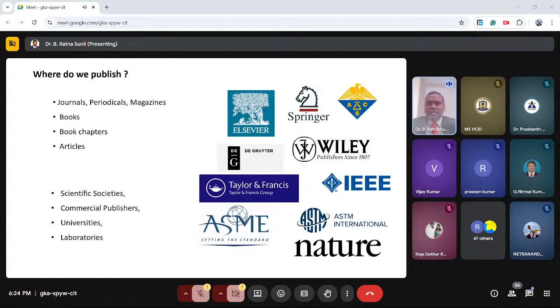And some universities run their own publications, like books, periodicals, and journals. For example, Oxford University Press, Cambridge University Press. Like that, some universities run their own journals and publications. So we can publish in university-run journals or books, and some laboratories also run their own data publications, so we can publish our research in those periodicals also.